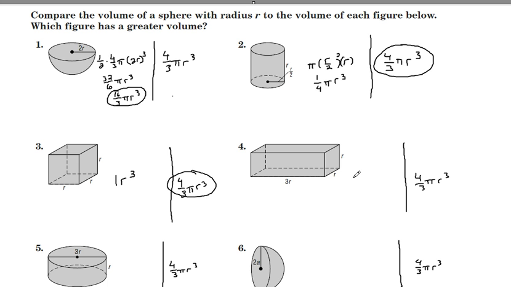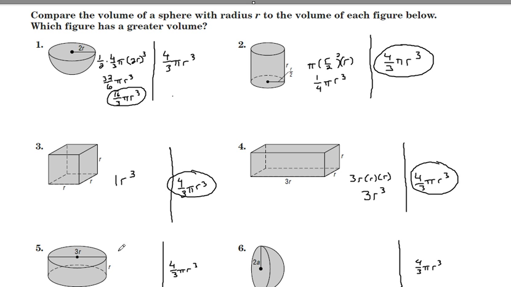Number 4, I have a rectangular prism. Let's figure out the area of the base here, 3r times r. Then we multiply it again by the height r. So now we have 3r to the third. 3r to the third is not as big as 4/3 pi r to the third. The sphere wins this round. It has a bigger volume.